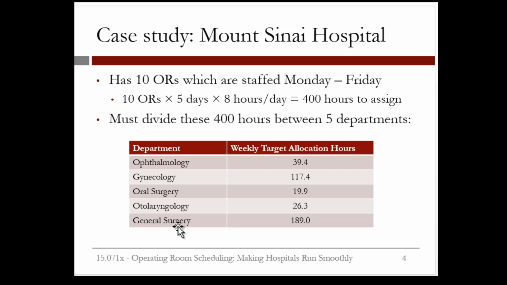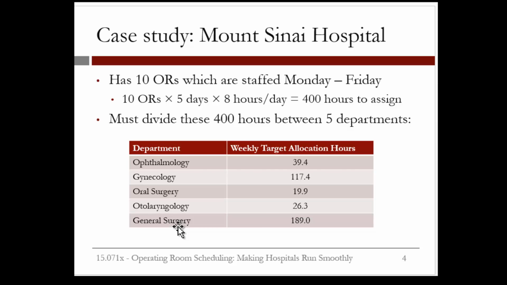Now, it's very clear that just by looking at these numbers, they are not integer, and they are certainly not multiples of 8 hours. This means that it's impossible for the operating room manager to give any department exactly their weekly number of target allocation hours. However, the operating room manager would like to try to give as many hours to each department as possible, up to their target allocation number. We'll see how to solve this with integer optimization.